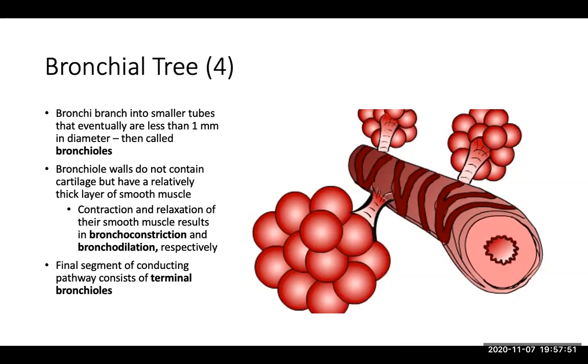So here's a look at the bronchi branch and how it branches into smaller tubes that eventually are less than 1 millimeter in diameter. These are called bronchioles. Bronchial walls do not contain cartilage, but they do contain a layer of thick, smooth muscle, which will help the bronchioles to constrict or dilate depending on sympathetic or parasympathetic stimulation to the bronchioles.